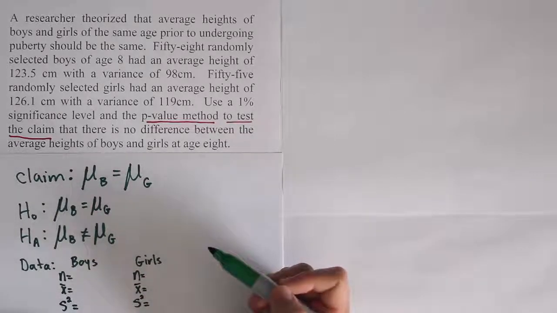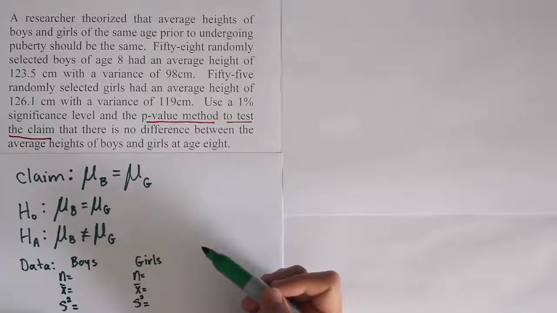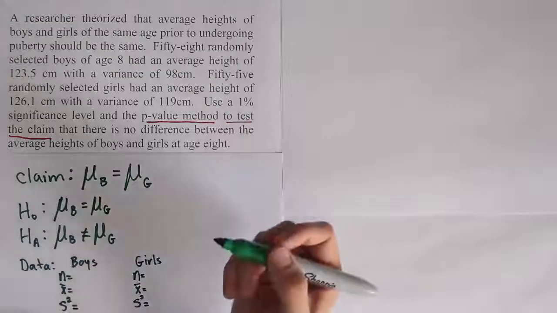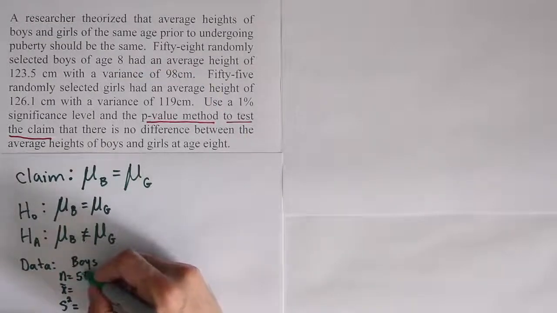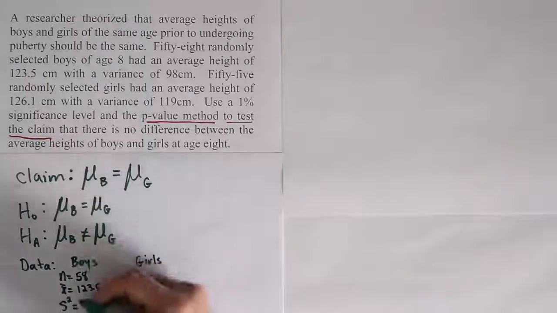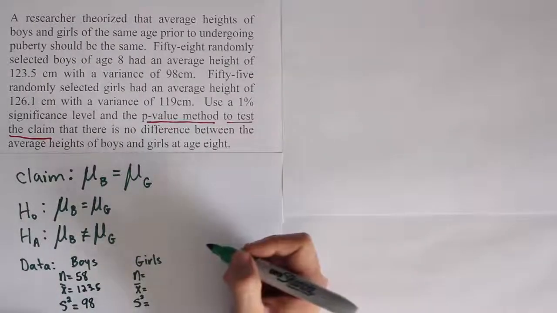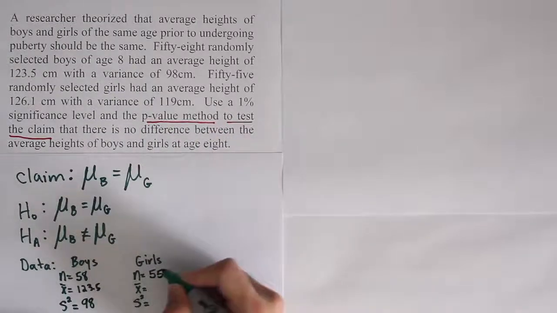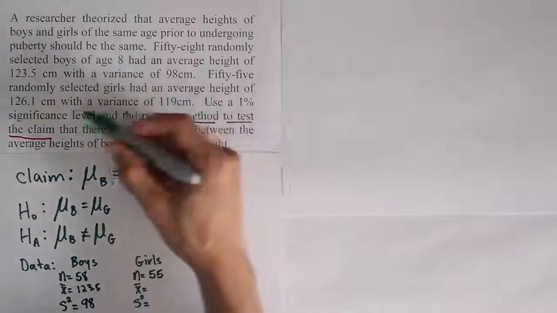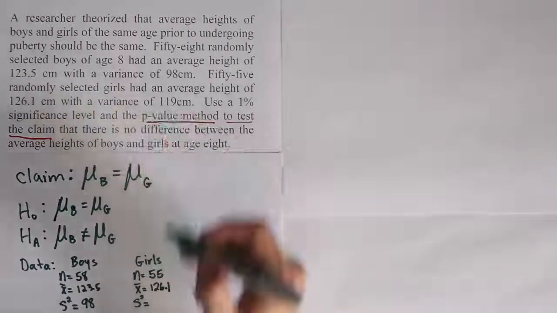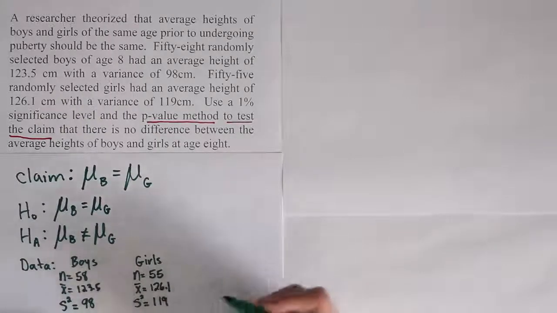All right, let's look at the boys now. In the case of the boys, it says that 58 randomly selected boys of age 8 had an average height of 123.5 centimeters. So there were 58 boys. In the case of the boys, the variance was 98 centimeters, so 98. Now for girls, there were 55 randomly selected girls, so the girls were 55. It says that they had an average height of 126.1 and a variance of 119 centimeters.